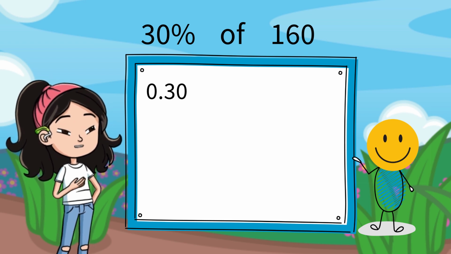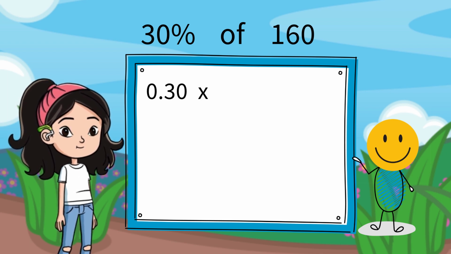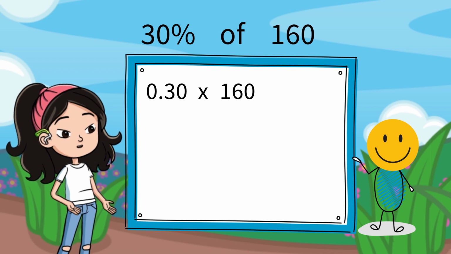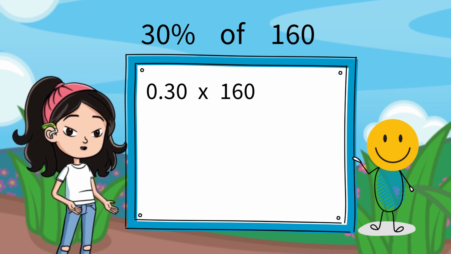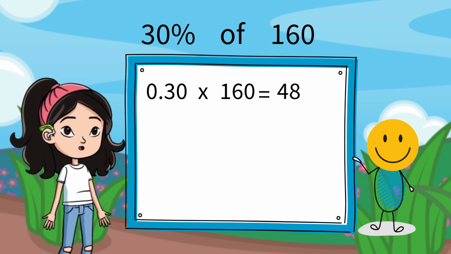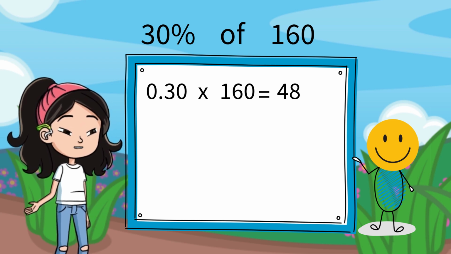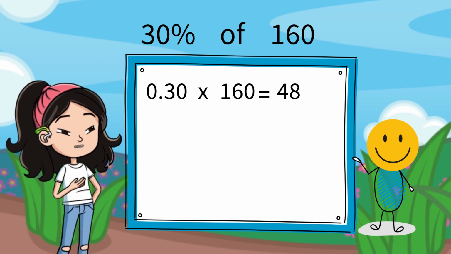Now we are going to multiply 30 hundredths by 160. 30 hundredths multiplied by 160 is 48. To use this method to find the percent of a number, convert your fraction into a decimal, then multiply across. Here's a problem that you can do on your own.